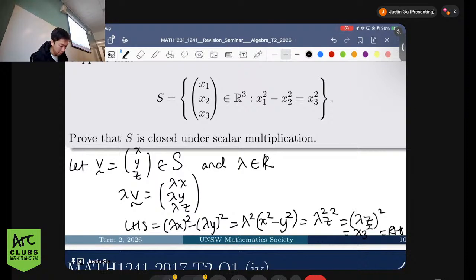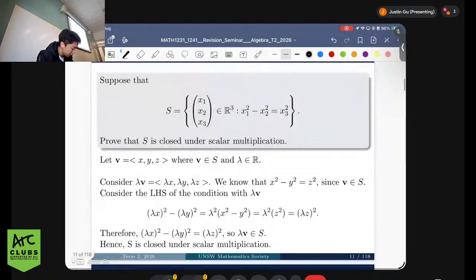Just to note that this doesn't prove that it's a subspace, right? It's only one of the three features. Okay. Once again, same thing.